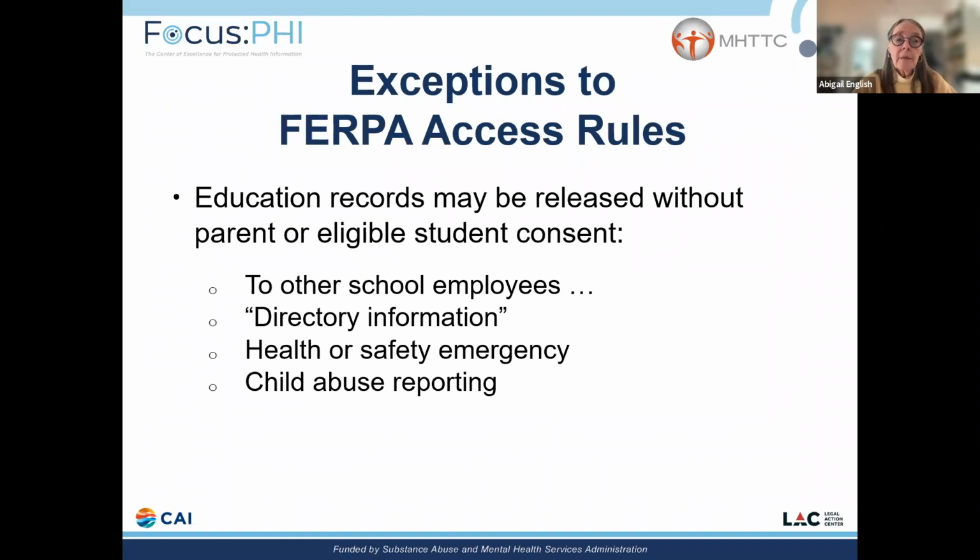So what are the exceptions that allow access to information in education records without the consent of the parent or the eligible student? Well, there are definitely circumstances in which they can be released to other school employees, not necessarily every school employee, but certain school employees. Directory information can be released, and certain information in records can be released in a health or safety emergency and in instances that require reporting of child abuse. And of course, the child abuse reporting could be a whole other webinar, because child abuse reporting varies from state to state and is quite complicated. But that is one of the exceptions when education records can be released without the consent of the parent or the eligible student. Next slide, please.